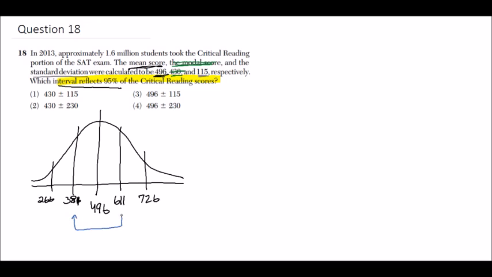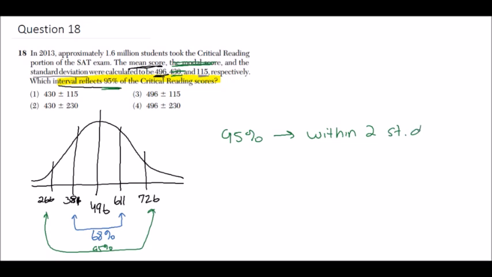If we recall the normal curve, 68% of the scores fall within one standard deviation of the mean. 95% fall within two standard deviations of the mean. And a bit more than 99% fall within 3 standard deviations of the mean. So the 95% figure is really important here because it means within 2 standard deviations of the mean.